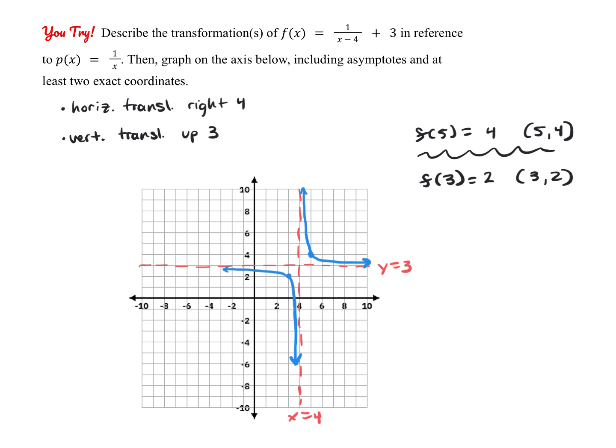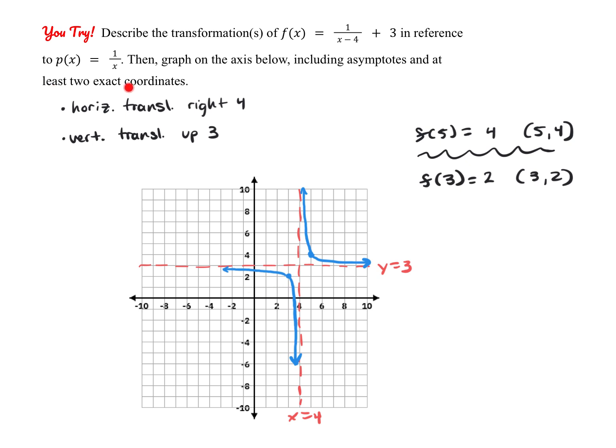All right, go ahead and check here. We do have a horizontal translation to the right 4. So you can see that our vertical asymptote has also been shifted to the right 4. And then we have this vertical translation up 3. So we can see our horizontal asymptote has been shifted up 3. And then I plugged in x equals 5 and x equals 3 to get these two coordinates.